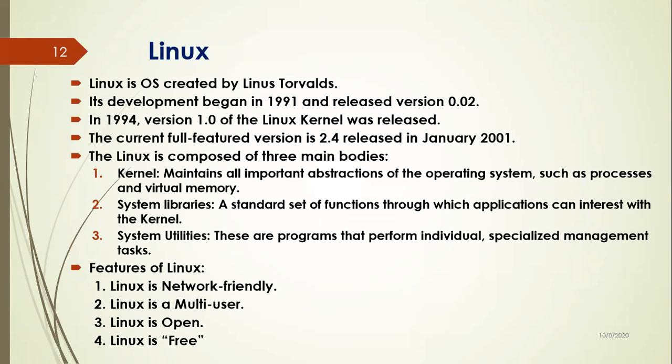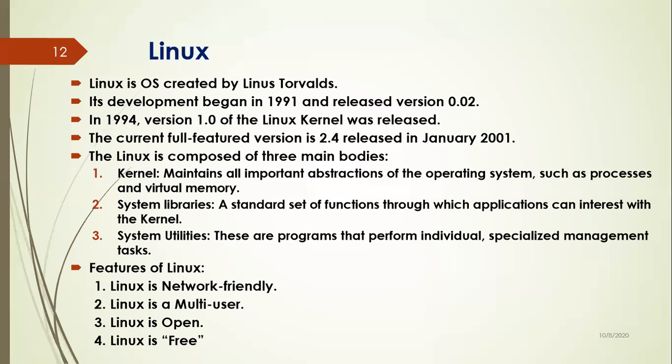Now the major components of Linux are, first, the kernel, then system libraries and system utilities. The kernel maintains all the important abstractions of the operating system, such as process and virtual memory. System libraries are a standard set of functions, which we call built-in functions. All built-in functions are available in the libraries. Then system utilities are the programs that perform individual or specialized management tasks.